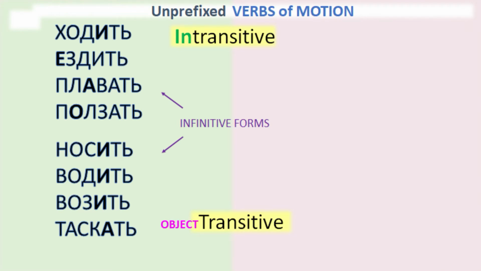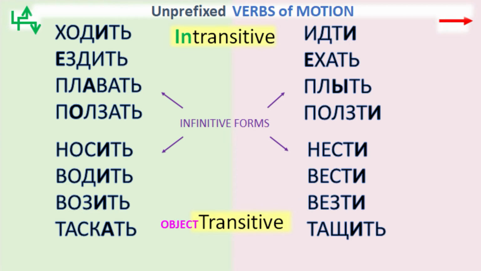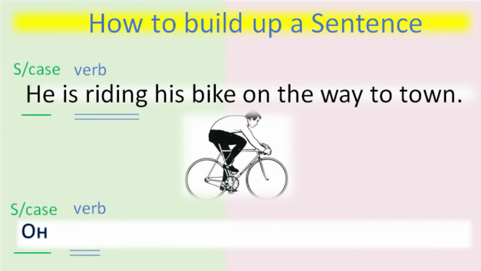Unprefixed verbs of motion, multidirectional and unidirectional. We will build up a simple sentence where the subject is at the beginning of the sentence. The subject is who or what performs the action. For example, he is on his way to town. The subject is stated first. The subject who performs the action is he. Он.